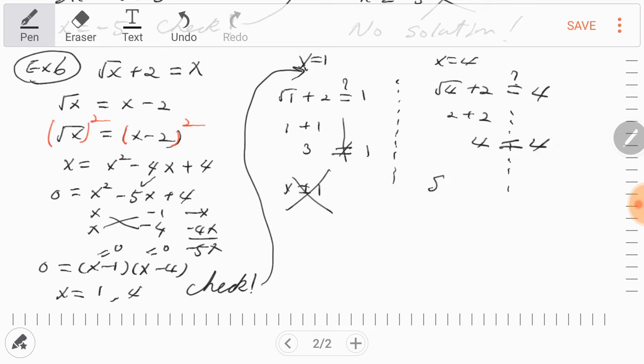So the solution is what? The solution is x equals 4. 4 only. 1 is not a solution. Only 4 is the solution. So make sure that once we get values of x, check each value of x. If it doesn't satisfy the equation, then remove that value from the solution. So in this case, 1 is removed from the solution, so the leftover is 4, because 4 satisfies the equation.